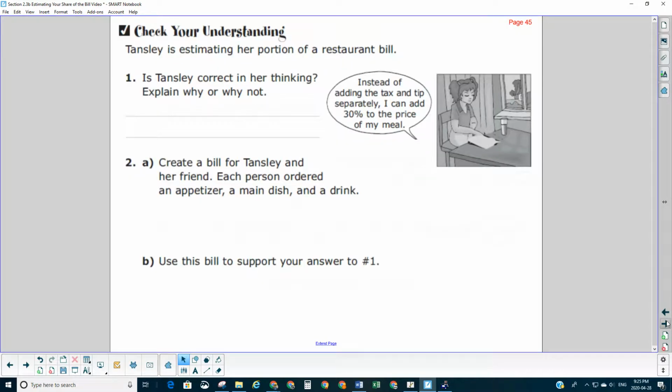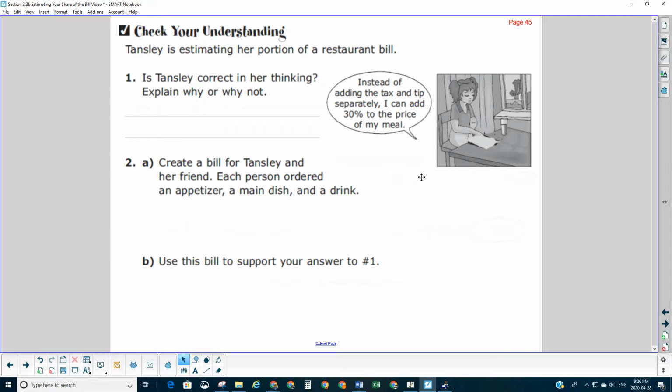Before we do that, at the bottom of page 45, there's a check your understanding. And it has Tainsley here. And Tainsley does something a little bit different. Instead of doing the 15%, she says, I'm going to add the tax and the tip separately. Instead of adding that separately, I'm going to do 30% in one step. So that's interesting. Is she correct?